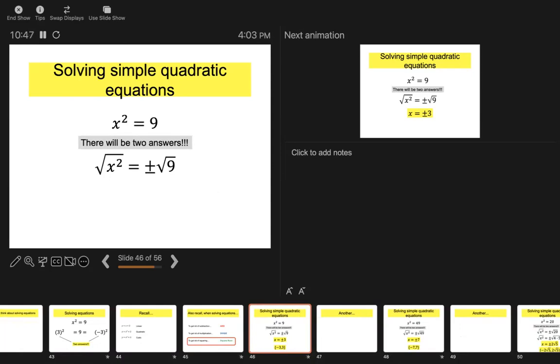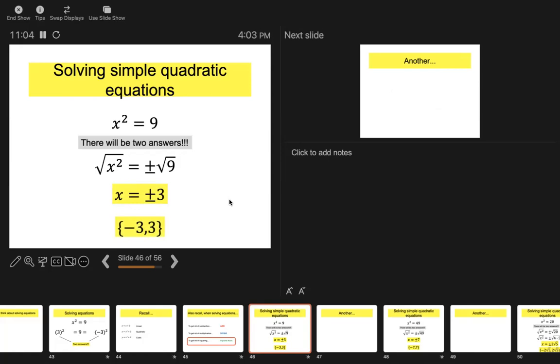So when we take the square root here, the square root and the x squared cancel. The squaring and the square rooting cancel, and you're just left with x on the left. And on the right, the square root of 9 is 3. So we're left with plus or minus 3. And that literally means the answer is -3 and +3.